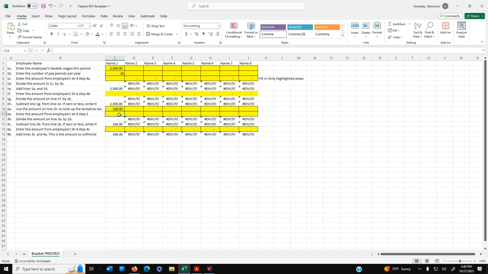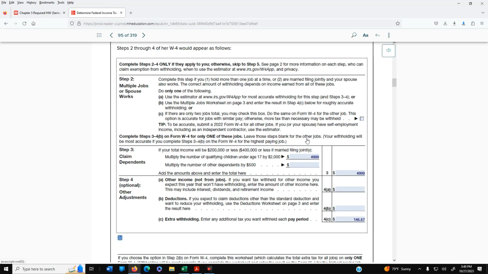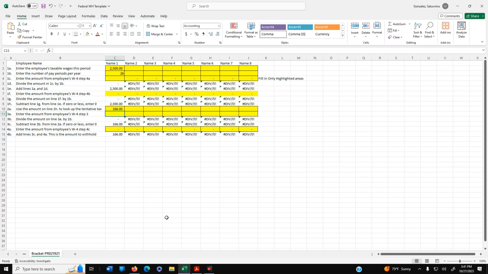Okay, now where does this come from? From the W4. So what did they tell you? They told you that this individual had two dependents that were under the age of 17. So how do I know what that amount is? Well, this is from your textbook. And they tell you, if you have a qualifying child under the age of 17, it's 2,000 each. Okay, so this individual has two. So we're going to put 4,000. And so the tax that you're going to enter for federal withholding is going to be 1215.